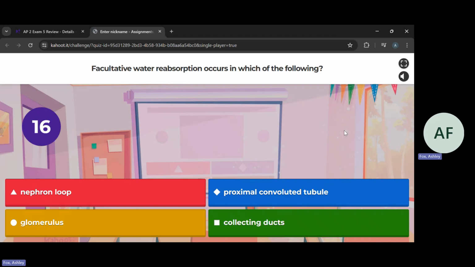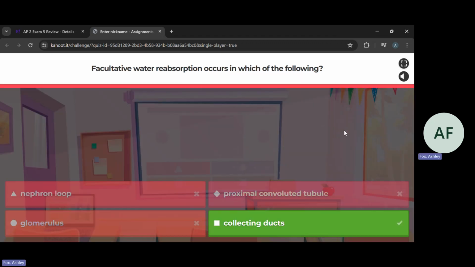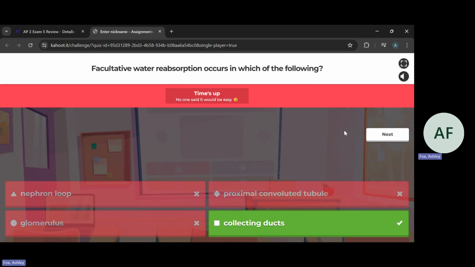Facultative water reabsorption occurs in which of the following? Nephron loop, proximal convoluted tubule, glomerulus, collecting ducts. Facultative water reabsorption means it comes and goes. So if it's needed, like ADH, antidiuretic hormone, is going to be around, then it's going to have effect on the distal convoluted tubule and the collecting ducts. So out of those options, it would be collecting ducts.